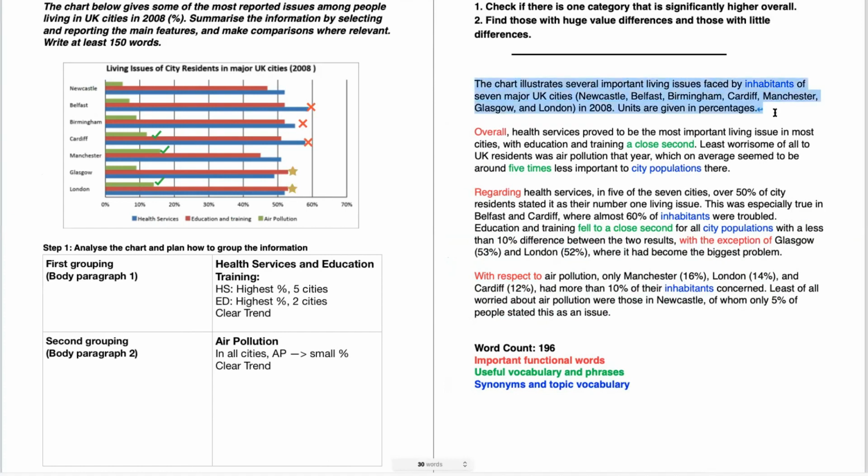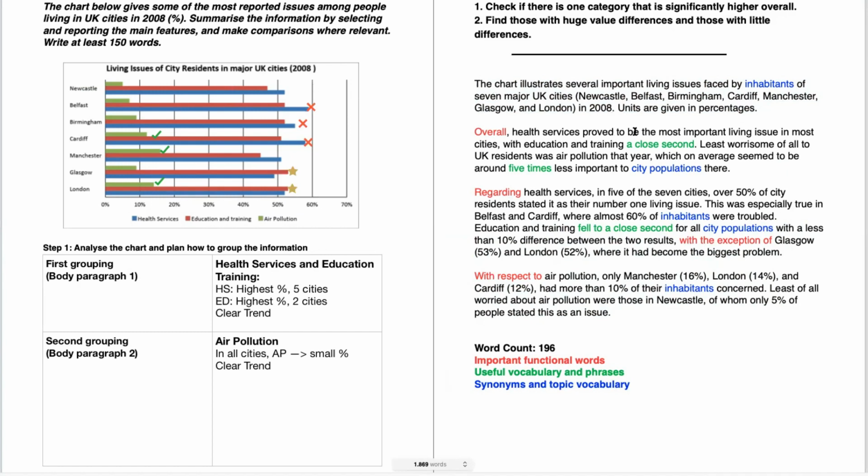Now you'll see here that I just paraphrased what we see in our prompt. And it says, the chart illustrates several important living issues faced by inhabitants of 7 major UK cities. And I've listed the cities in 2008. Units are given in percentages.